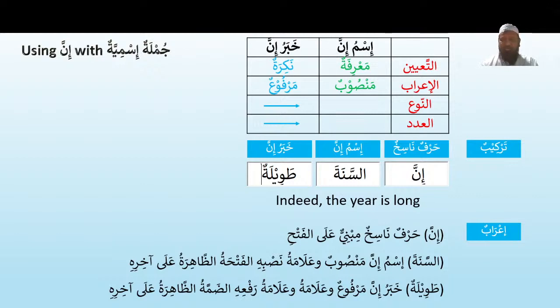تركيب: إن حرف ناسخ، السنة اسم إن، طويلة خبر إن. Indeed, the year is long. إن حرف ناسخ مبني على الفتح. السنة اسم إن منصوب وعلامة نصبه الفتحة الظاهرة على آخره. طويلة خبر إن مرفوع وعلامة رفعه الضمة الظاهرة على آخره. Sorry, for two علامة, there's twice, only once is enough.